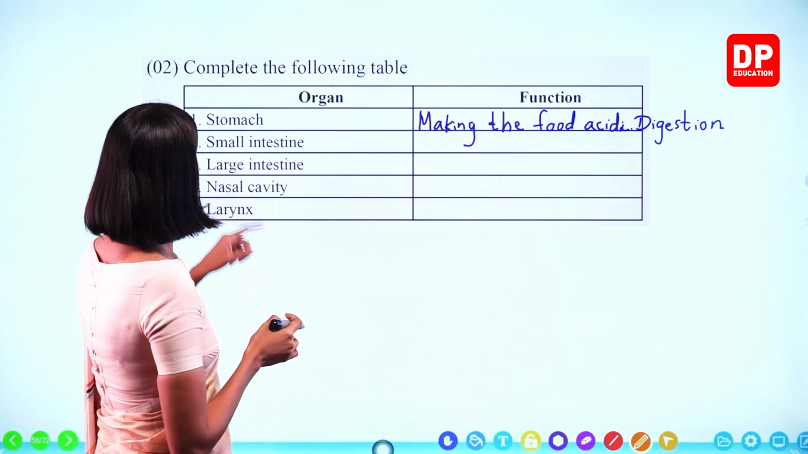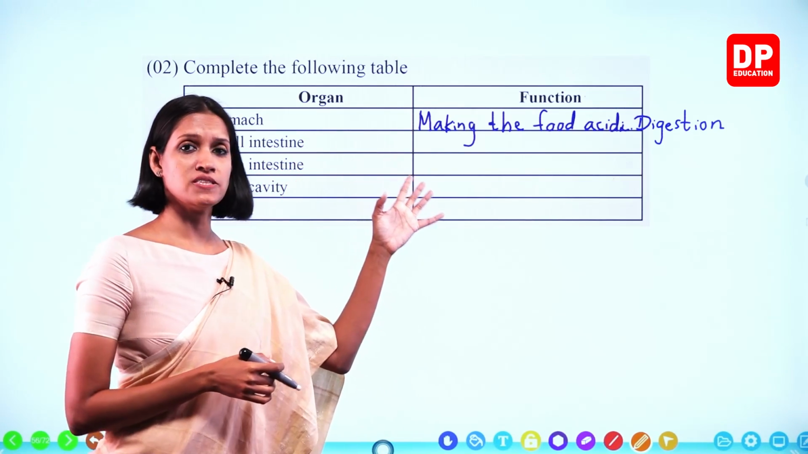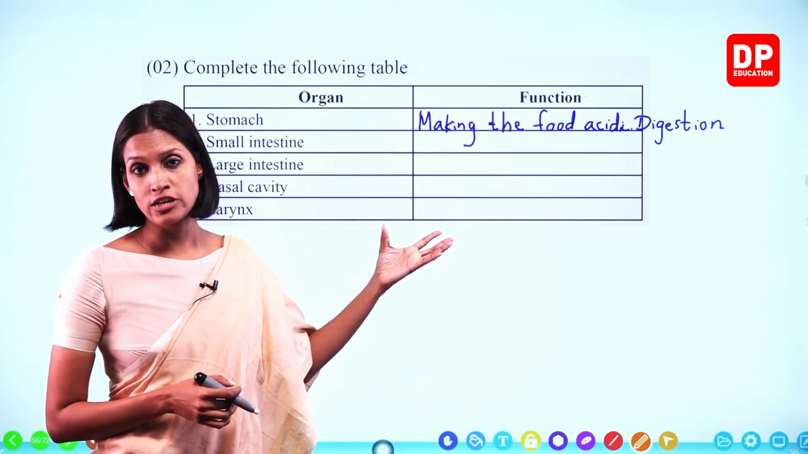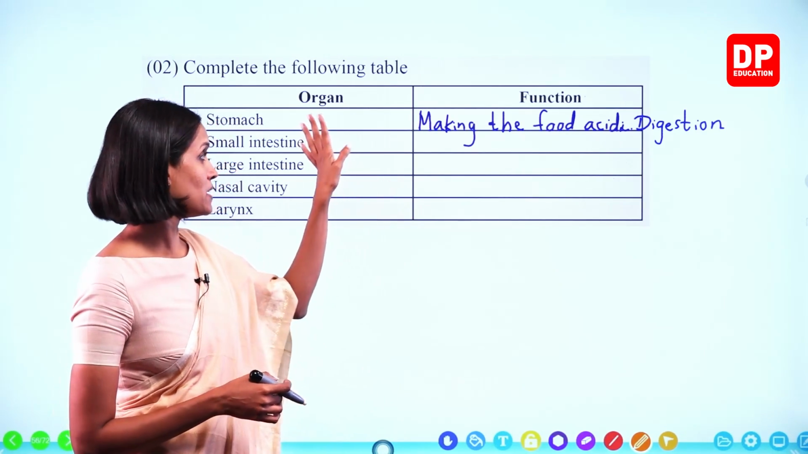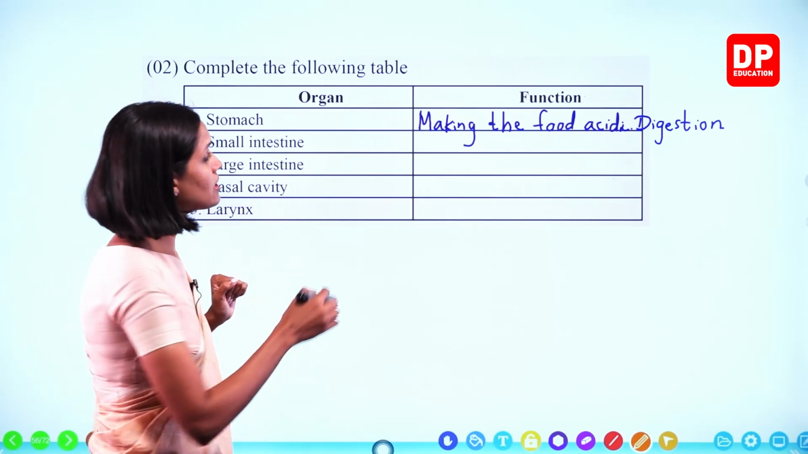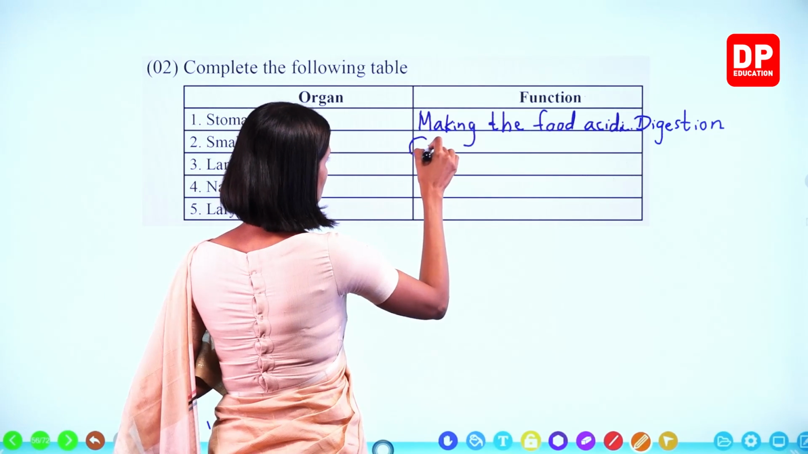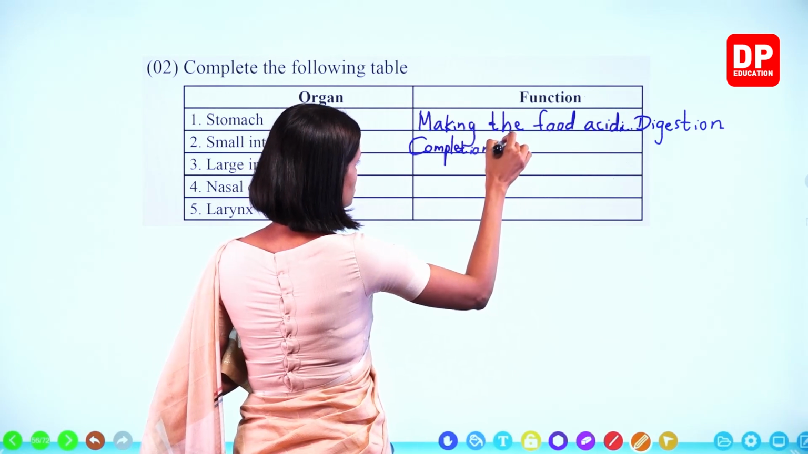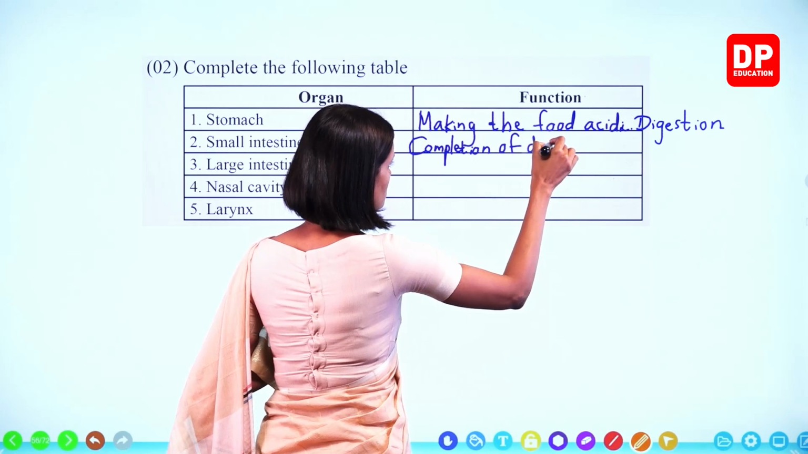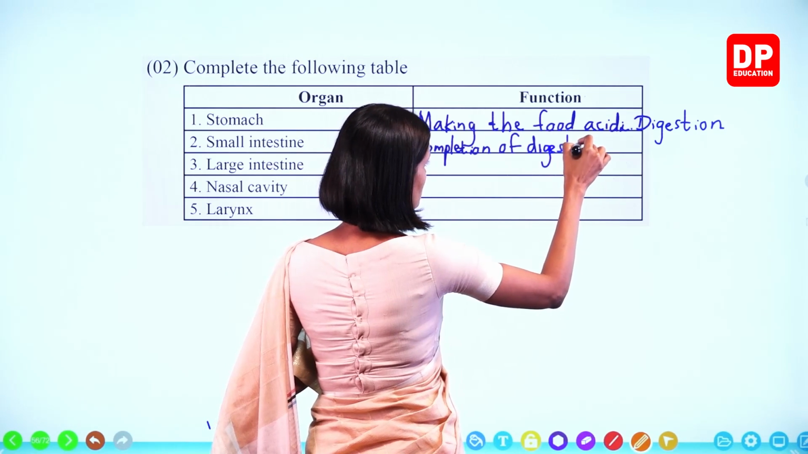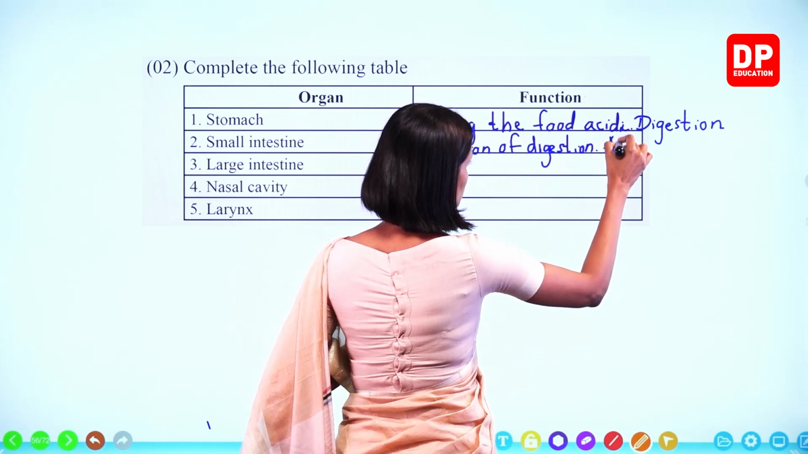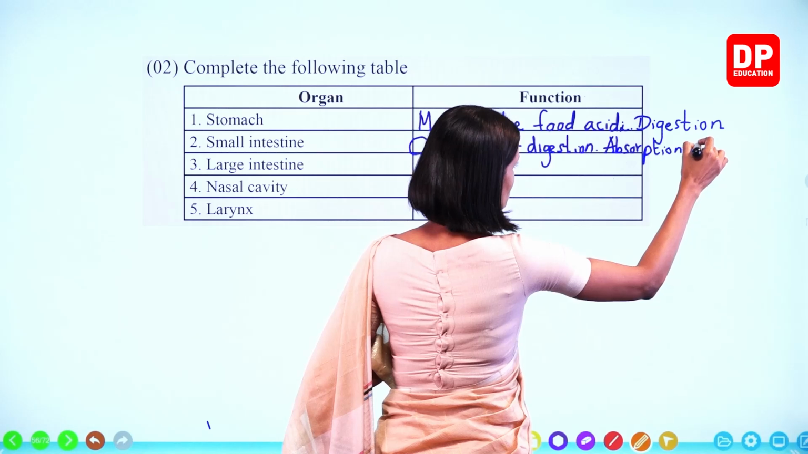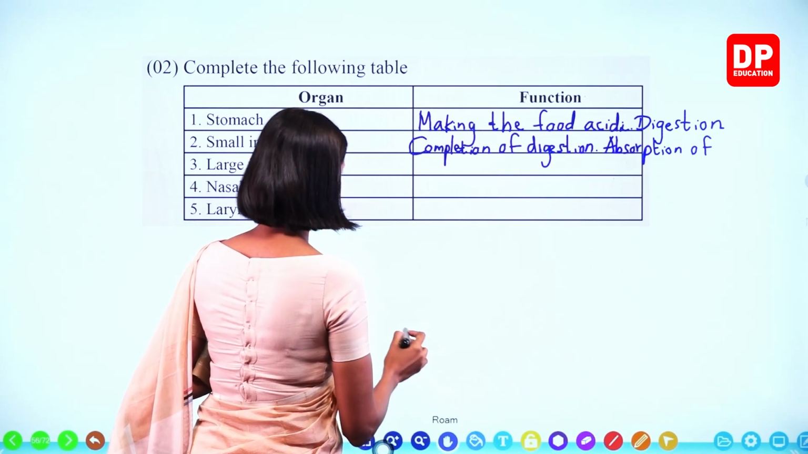Right, children? Small intestine, what are the functions? Now, completion of digestion and absorption of nutrients, or the simple food items, take place in the small intestine, right? Let's write. Completion of digestion. Absorption of nutrients.